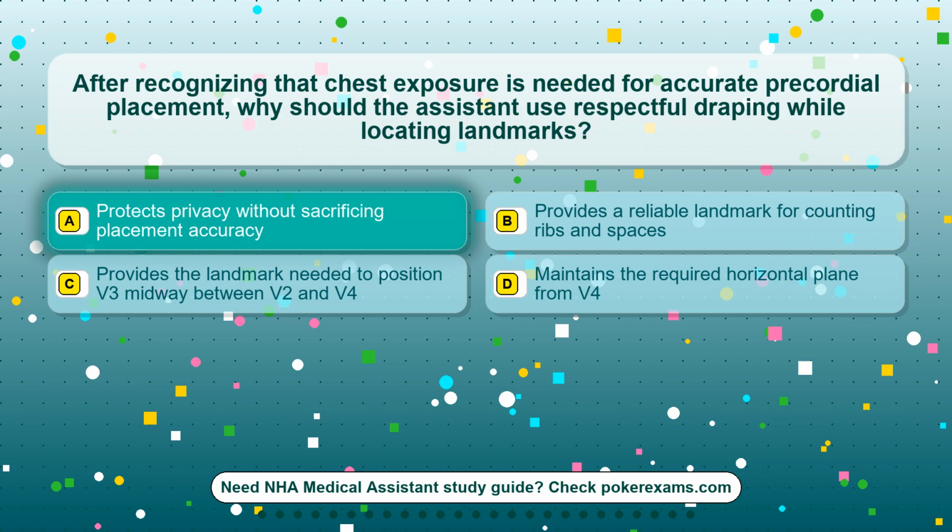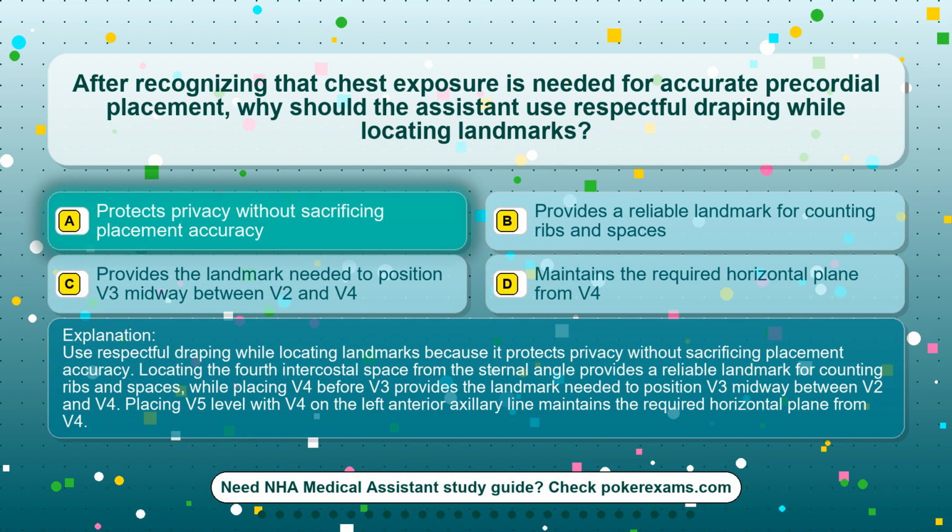The correct answer is option A. Protects privacy without sacrificing placement accuracy. Use respectful draping while locating landmarks because it protects privacy without sacrificing placement accuracy. Locating the fourth intercostal space from the sternal angle provides a reliable landmark for counting ribs and spaces, while placing V4 before V3 provides the landmark needed to position V3 midway between V2 and V4. Placing V5 level with V4 on the left anterior axillary line maintains the required horizontal plane from V4.